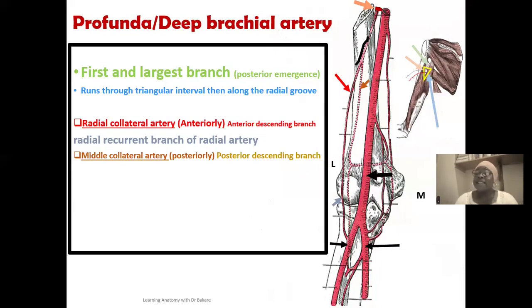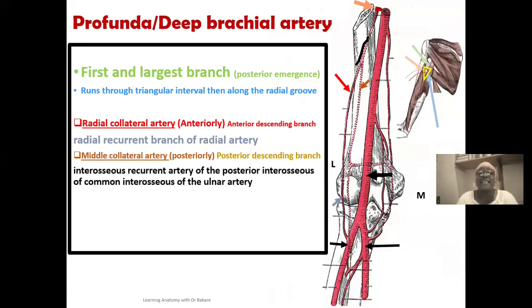And let's look at the second terminal branch of the profunda brachial artery, which is the middle collateral artery. We say this artery can also be referred to as the posterior descending artery because it is seen to descend around the posterior region. This middle collateral artery, if you drive through the name, you see that it is a collateral branch, which means that it will be needing a recurrent branch for it to create its anastomosis. The middle collateral artery will be creating anastomosis with the interosseous recurrent artery.